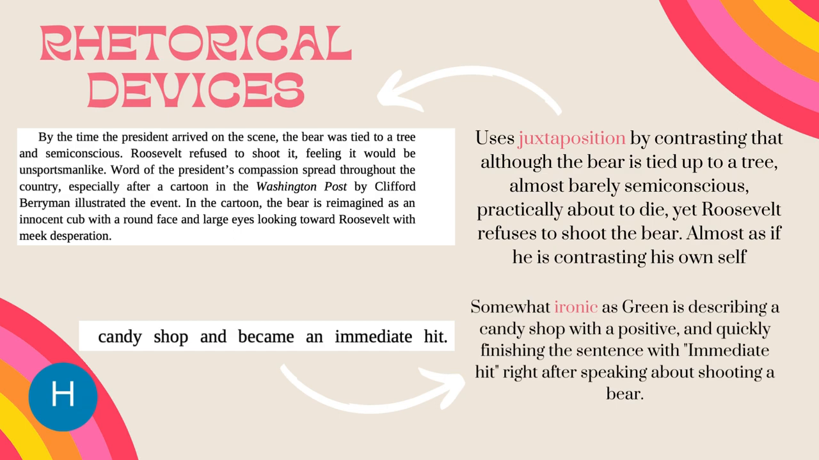It kind of just doesn't make sense, because if it's tied and semi-conscious, it's practically about to die, so it's kind of the same thing as shooting the bear. So that doesn't make sense why he's refusing to do one but being allowed to do the other.